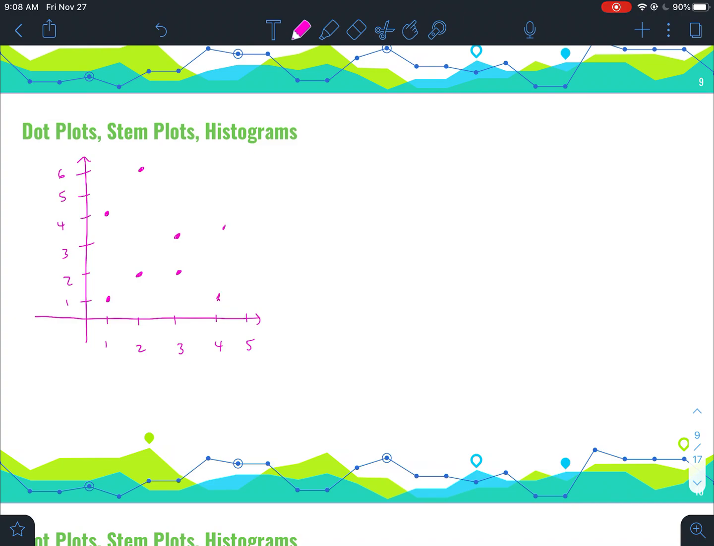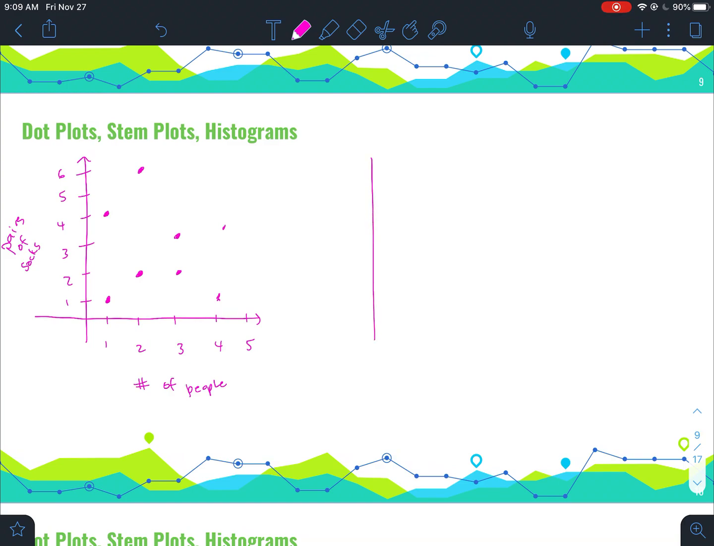So this would be a dot plot. You're just plotting how many over the course. So this could be the number of people. And this could be like their pairs of socks. So like 1 person owned 1 pair of socks, 1 person owned 4 pairs of socks, 2 people owned 2 pairs of socks, 2 people owned 6 pairs of socks, and so on and so forth.